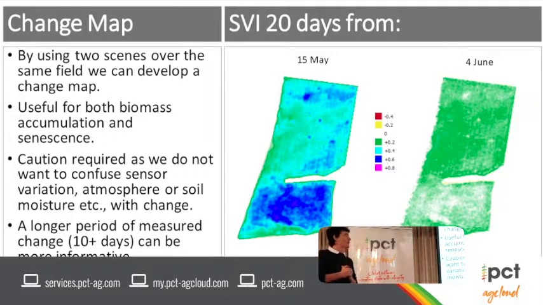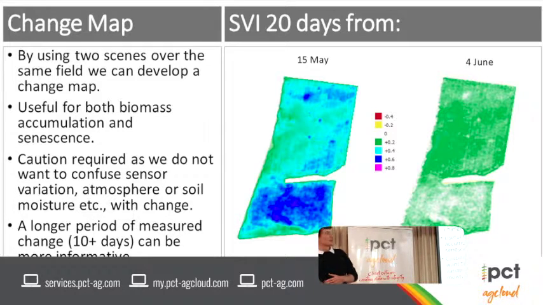So in this particular one here, the first image was taken on the 15th of May, and then one 20 days afterwards, the 25th of May, and then you've got the difference there. You can see that down the southern part of the paddock it's accumulated quite a bit of biomass early on, and a little bit up here in the northern section of the paddock. The scales are a bit different here, so the blue is accumulating biomass.